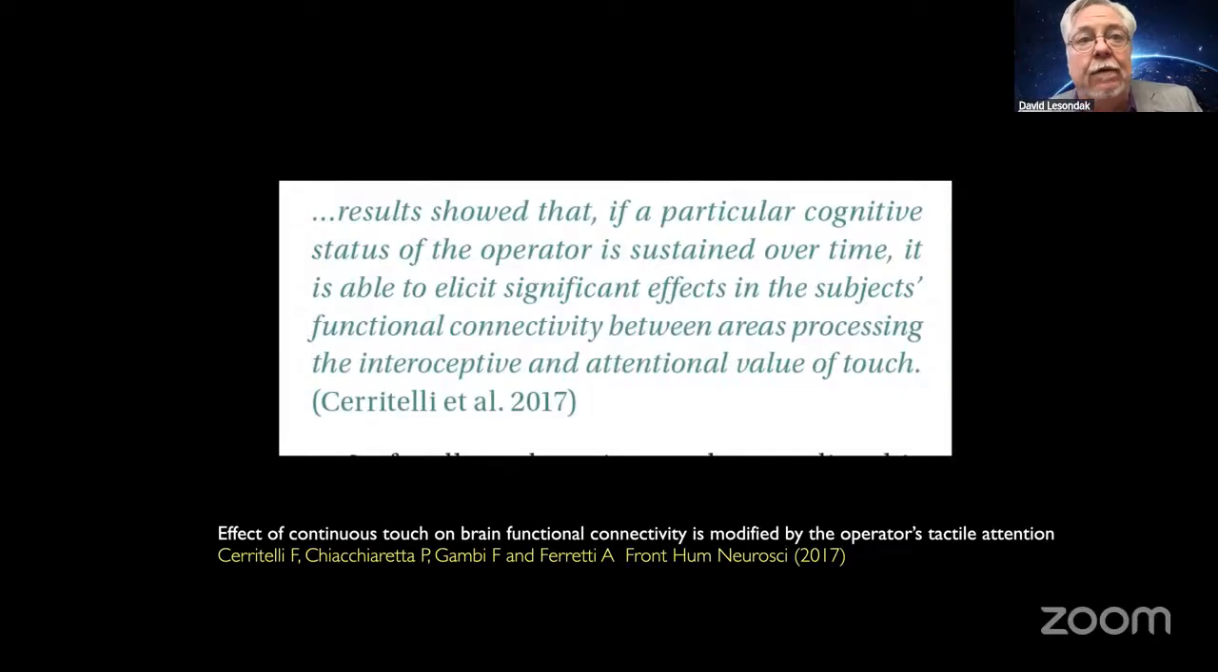I don't understand how this works. Could it be that we have seen evidence for attention and intention? That what I'm paying attention to when I'm doing my therapeutic treatment makes a difference on the person receiving the treatment and gets a better result. The results show that if a particular cognitive status of the operator is sustained over time, it elicits significant effects in the subject's functional connectivity between areas processing interoception and the attentional value of touch.